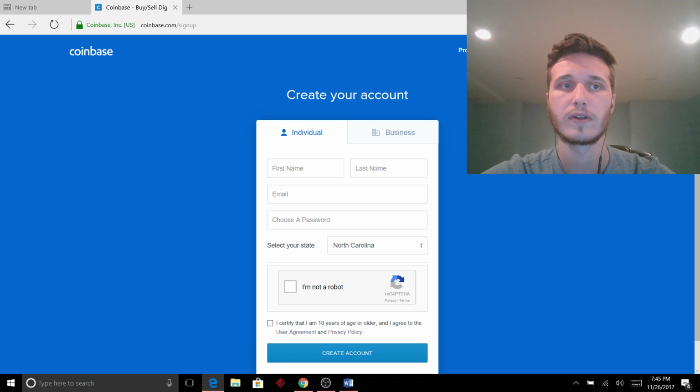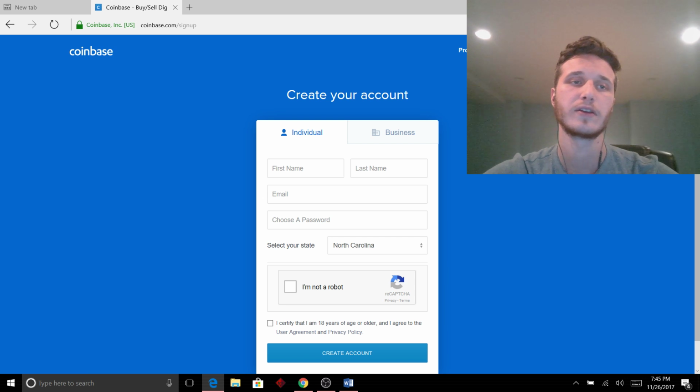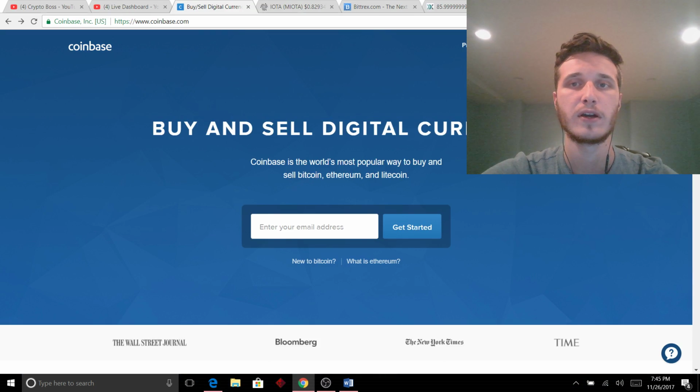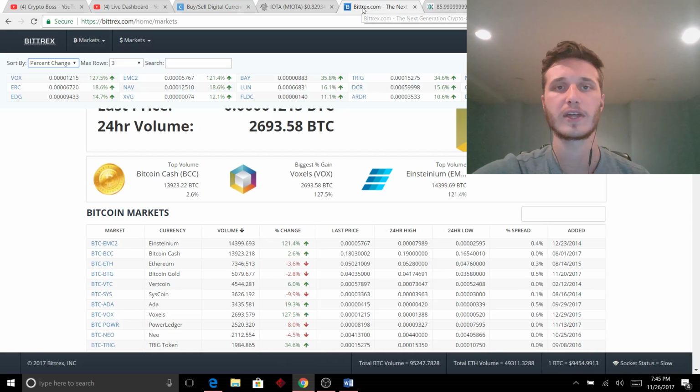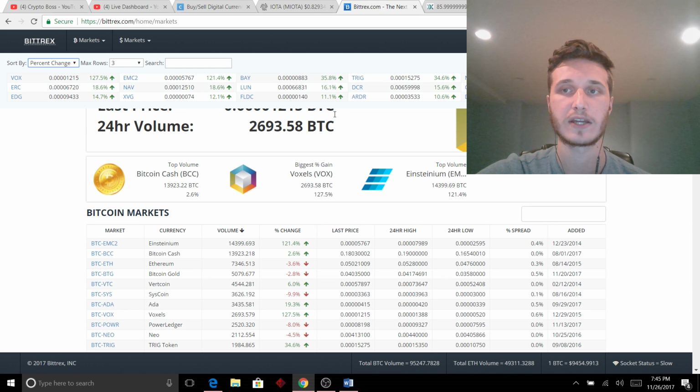And once you're on there, there'll be a buy and sell Bitcoin option, and you can choose Bitcoin or Litecoin or Ethereum. Those are the only three that you can buy straight up with US dollars from a bank account. And so say you want to buy Bitcoin, Litecoin, or Ethereum, then you would transfer them over to, say, your Bittrex account.